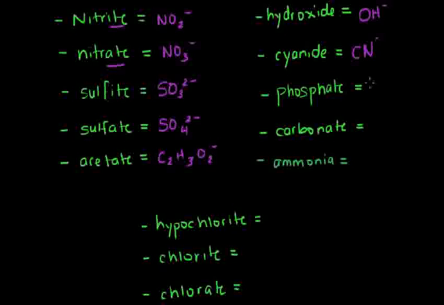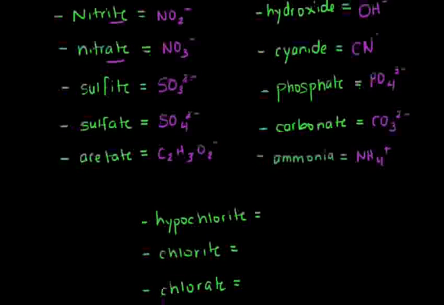Phosphate, PO4 3 minus. And carbonate, CO3 2 minus. CO3 2 minus. And ammonia is an exception to the rule of the negative charge. Ammonia actually has a positive charge, and that's NH4+. And that also comes up a lot, so you probably won't have too much difficulty memorizing that one.